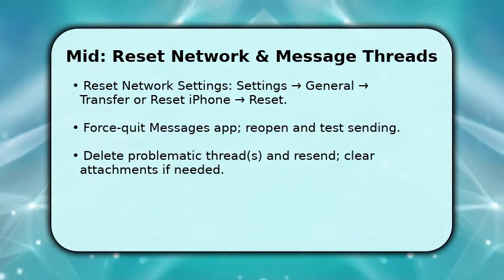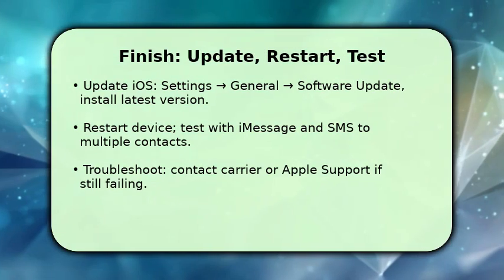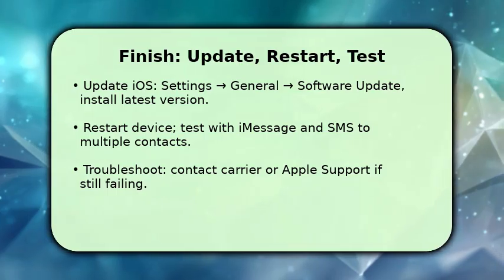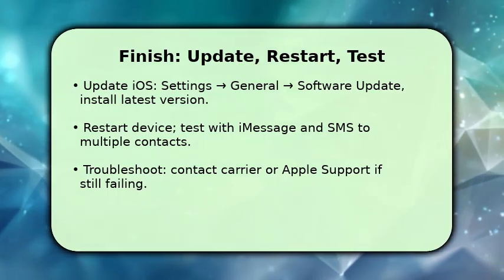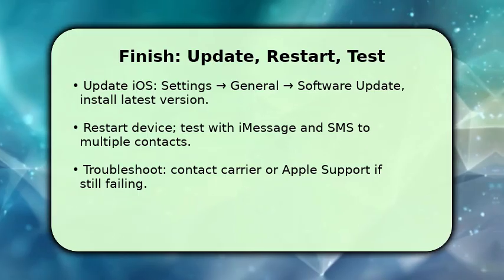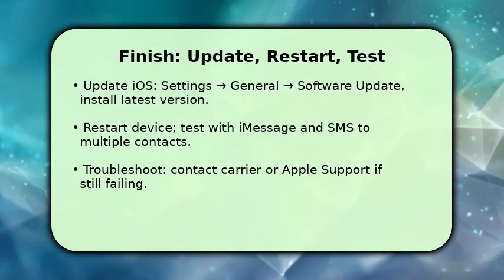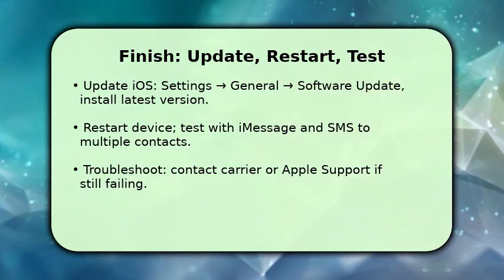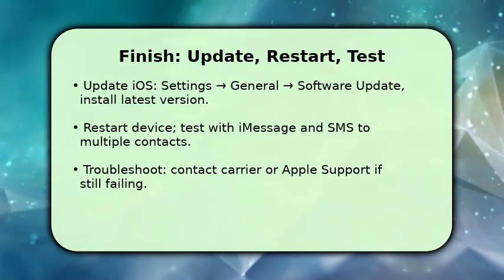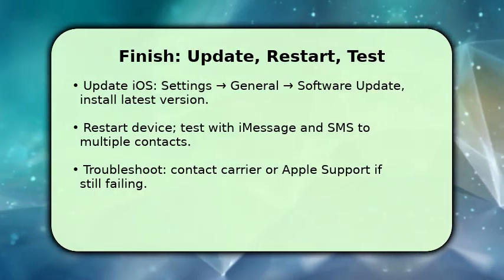Now finish the repair by making sure software is current and the phone restarts. Update iOS to the latest version to apply fixes that affect messages. Once updated, restart your iPhone to clear lingering processes. Test by sending both an iMessage and an SMS to different contacts to verify delivery paths.